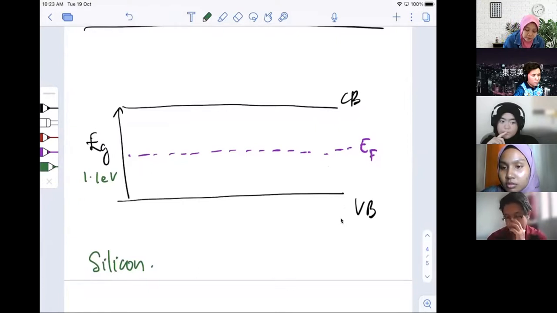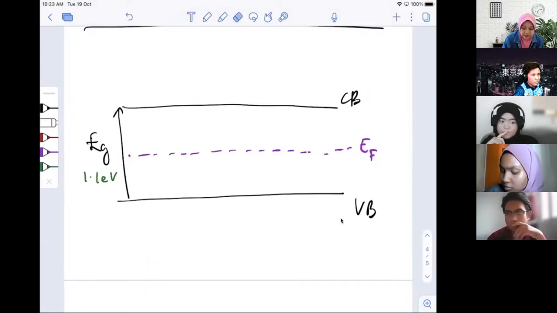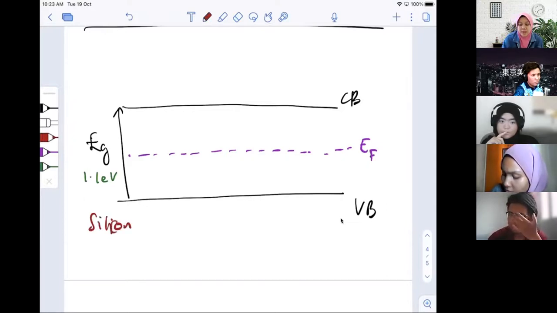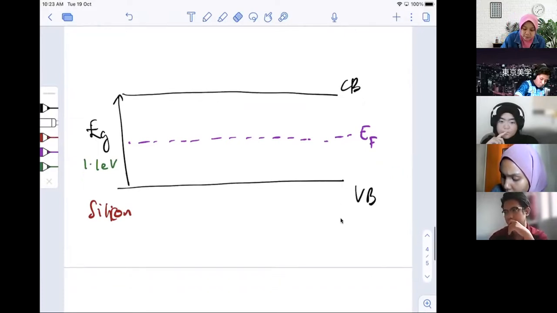So in the exam, if I just give you this picture, you should be able to tell me this is a silicon semiconductor. Why? Because the band gap is 1.1, and I know it's intrinsic silicon because the Fermi level is in the middle. Fermi level is the probability of finding a free carrier.